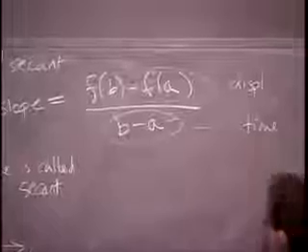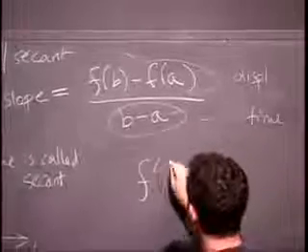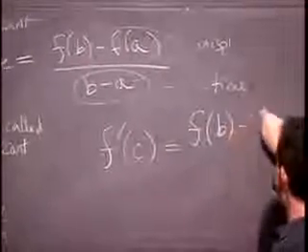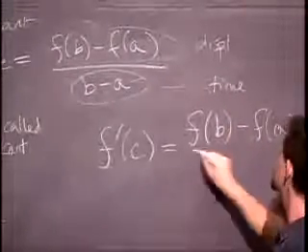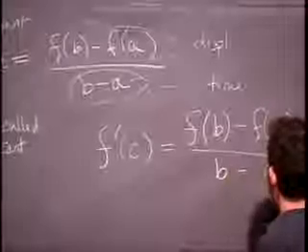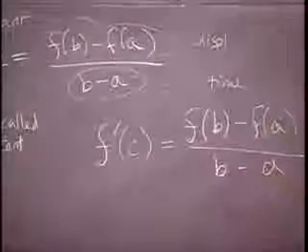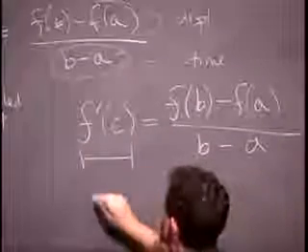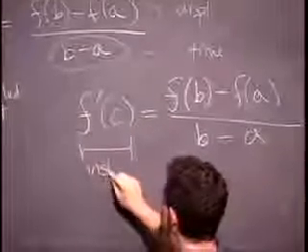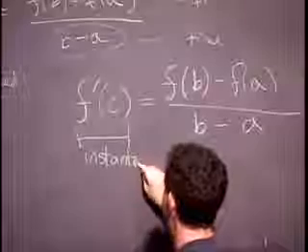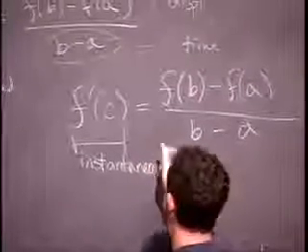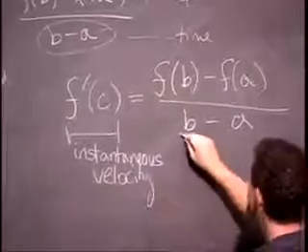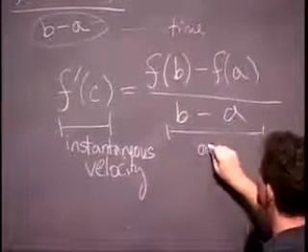And so, when I write down f prime of c, in this context, with these interpretations of a and b being times, and f of b and f of a being positions, this is the velocity, or the instantaneous velocity. Speed, if you prefer, as long as you don't backtrack. And this is the average velocity.